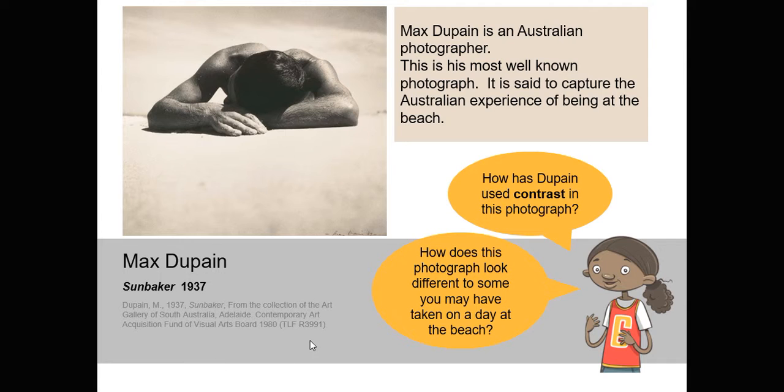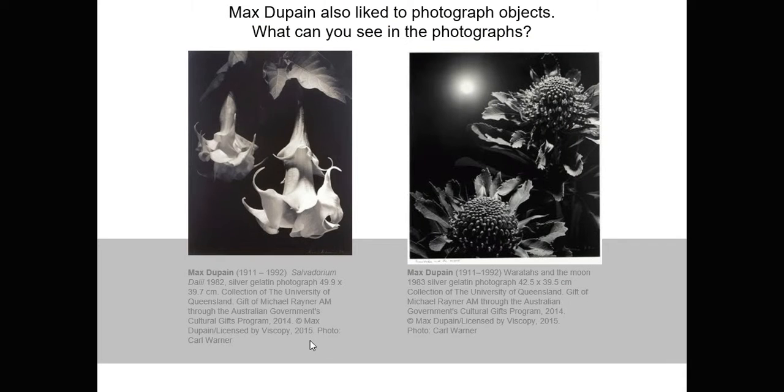Yeah, there we go. All right, so this is another one. He also liked to photograph objects. So we're going to pause again. Think about what you can see in the photographs. So you may have read some of the words down here, but you can see that both of them are flowers. Obviously, I'm hoping that you did that. And this is the light of the moon as well. It's very beautiful.